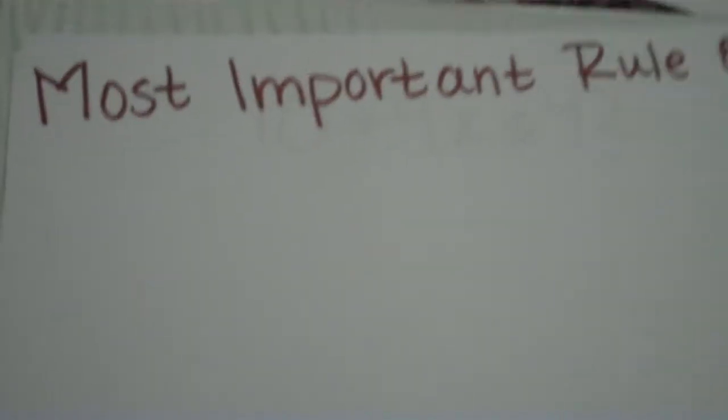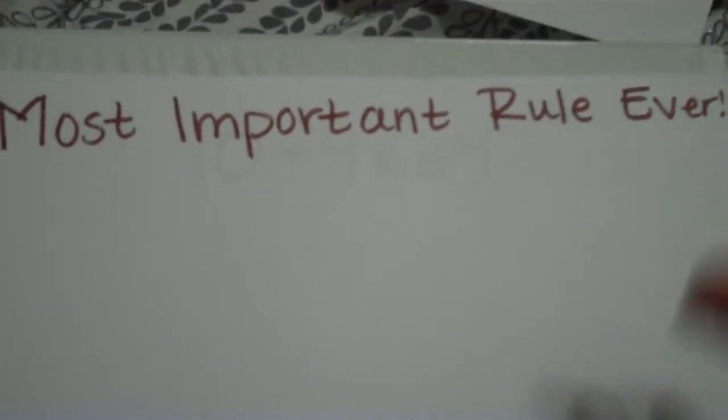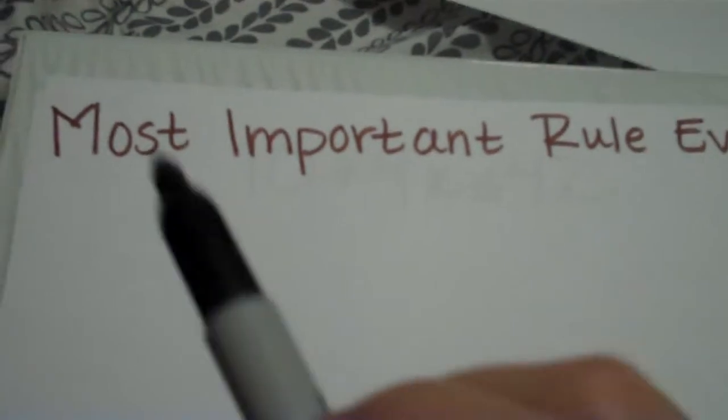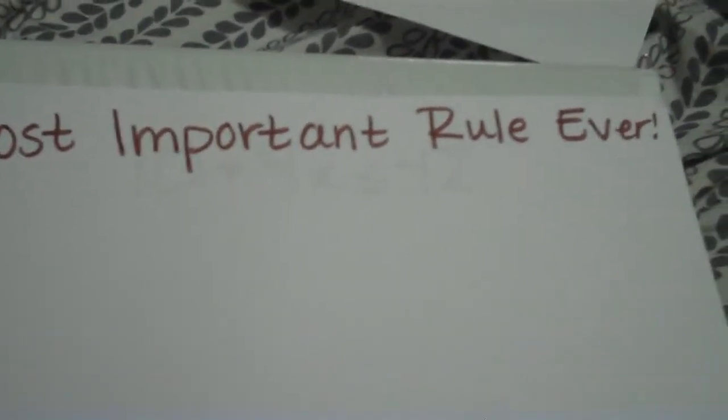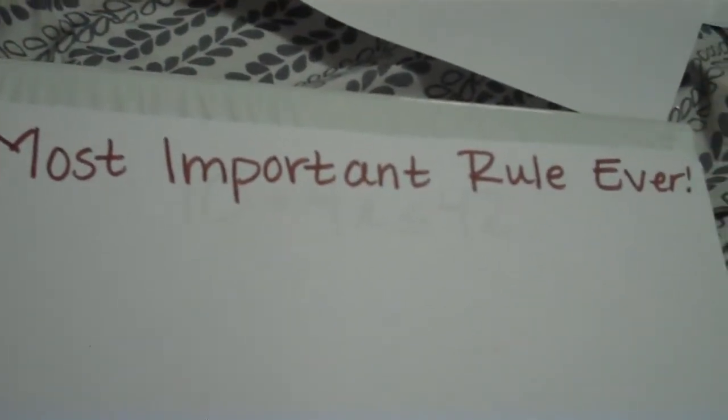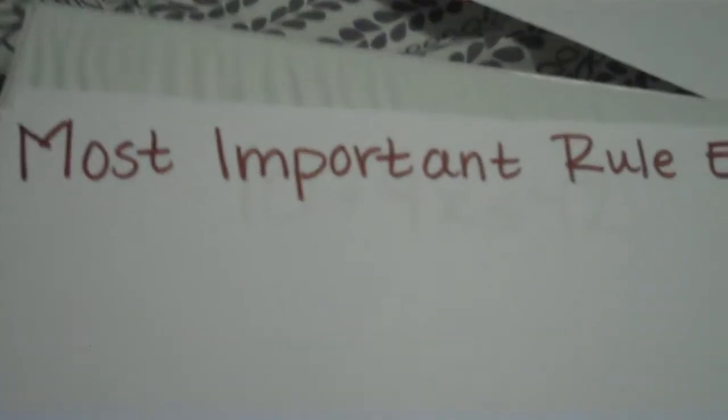Okay? So, there is only one thing different about solving inequalities versus solving equations. Only one thing. And it is the most important rule ever. Not really, but it's pretty important. It's the most important rule today, for sure. So here's the important rule, okay? The only thing that's different. So here's what you're going to write down. Ready?